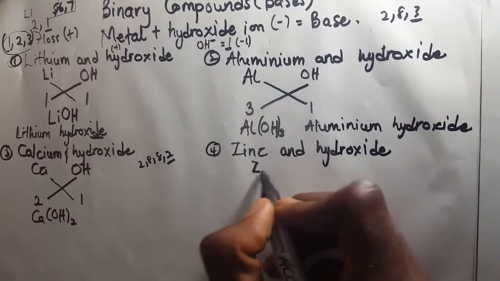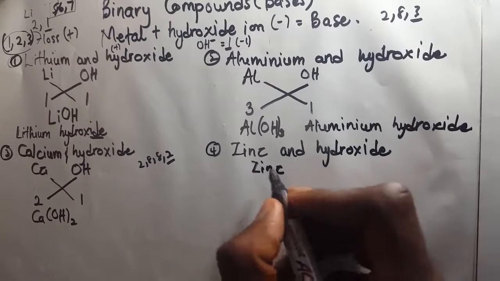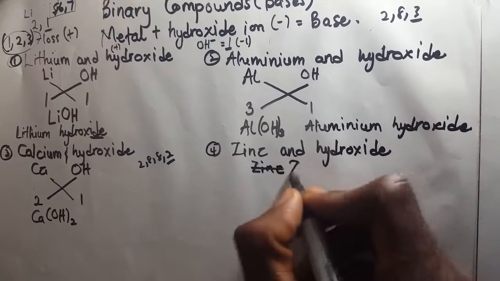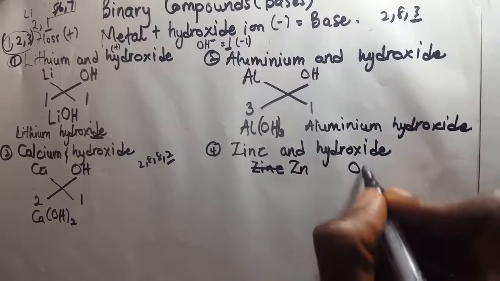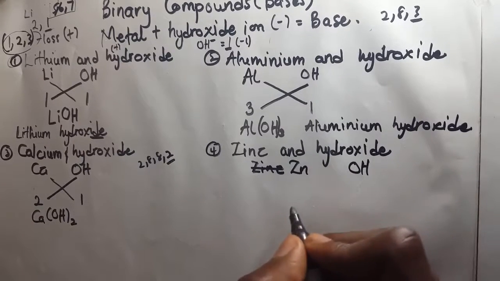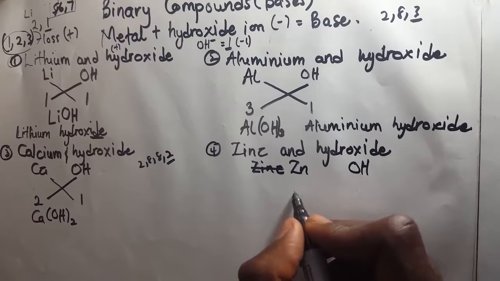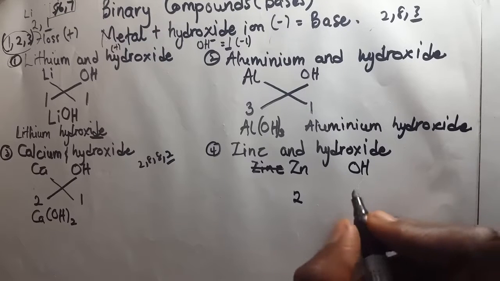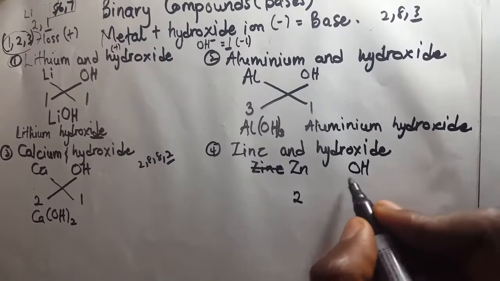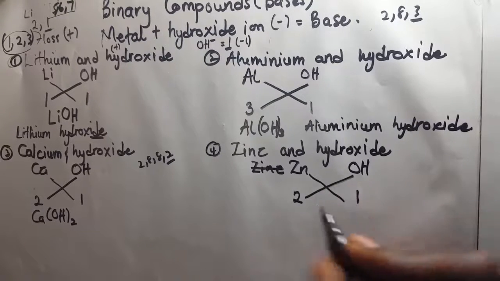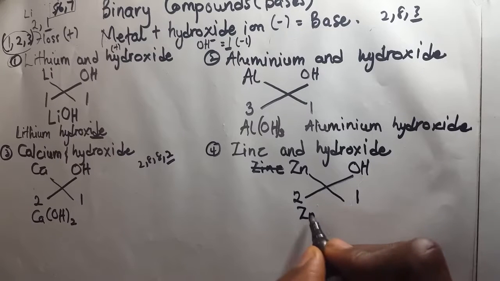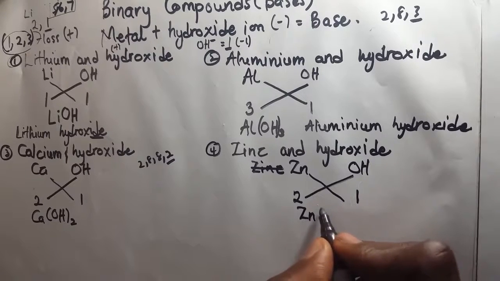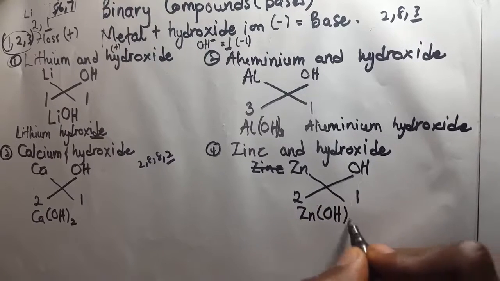So zinc is here. Zinc, Zn, and then OH. Zinc has a valency of 2, a charge of +2. OH is 1. So you're going to have Zn, OH, 2.